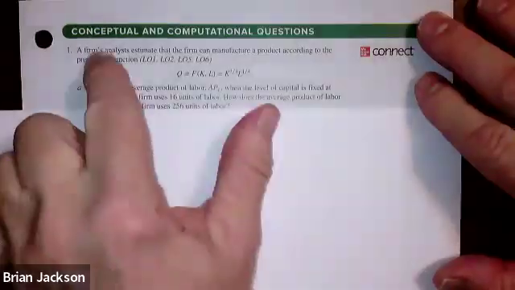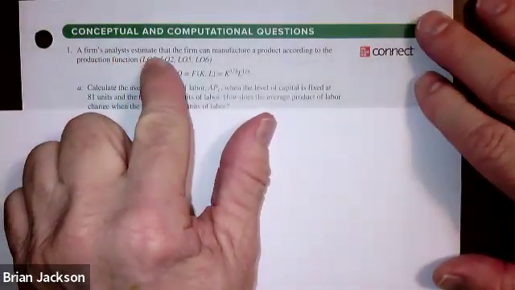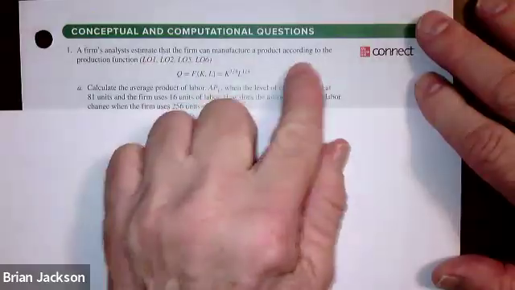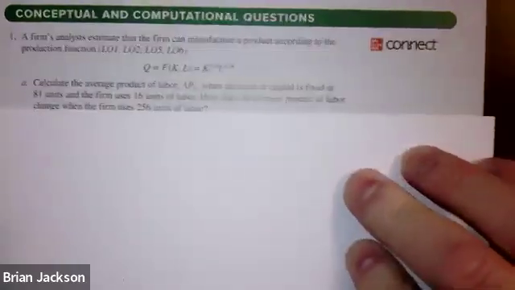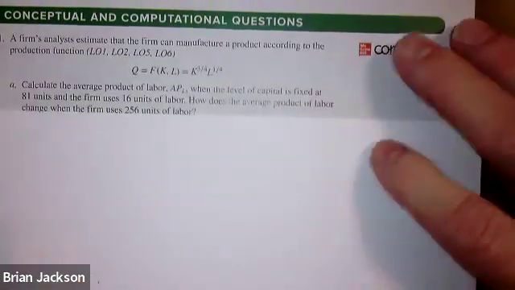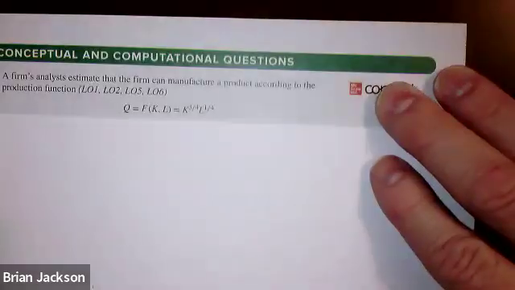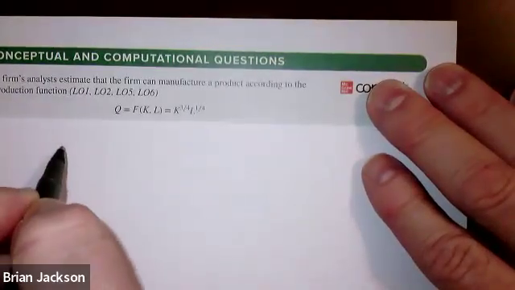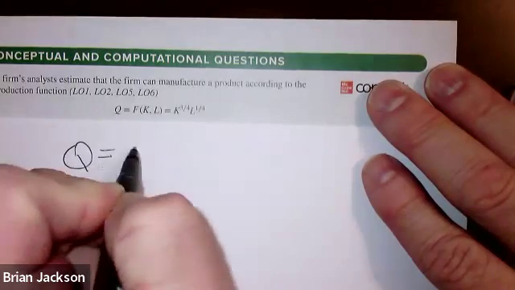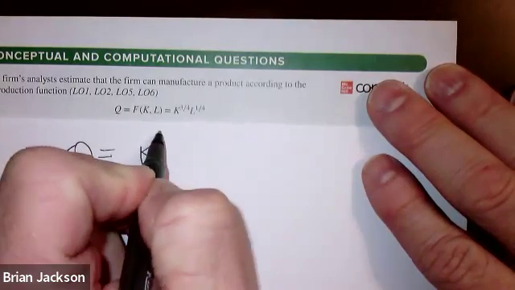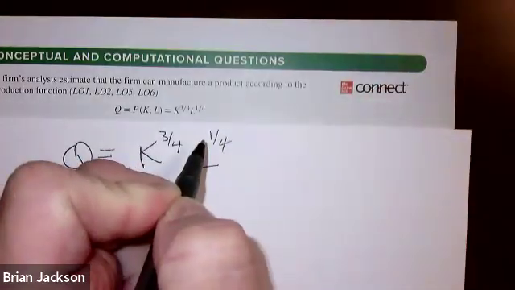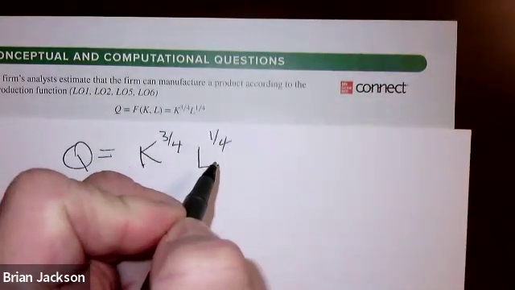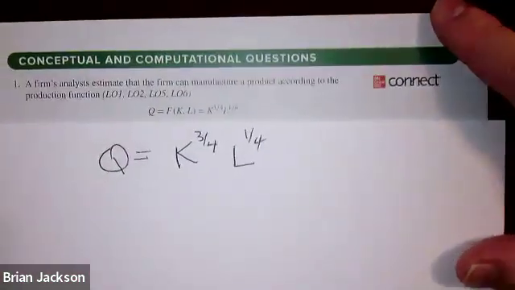It says a firm's analyst estimates that the firm can manufacture product according to the production function. Now, what kind of production function is that? That's a Cobb-Douglas production function. We'll have more to say about why this is special later. Let me write it out here: Q equals K to the 3/4 L to the 1/4. And notice again the exponents add to 1. So they ask you some questions here.